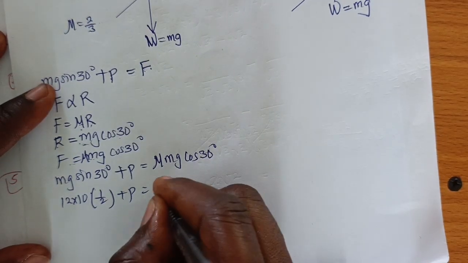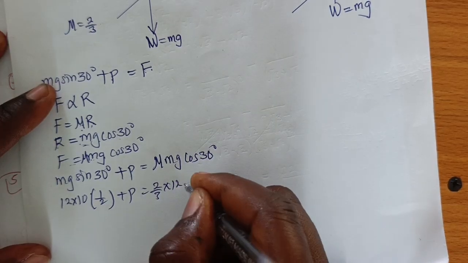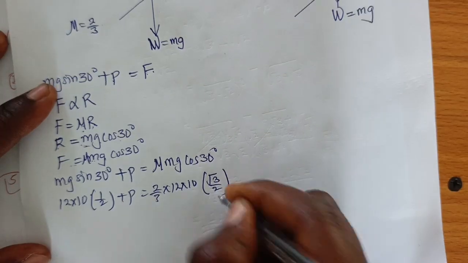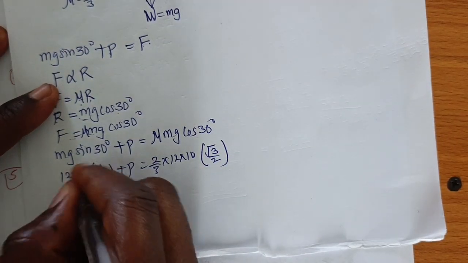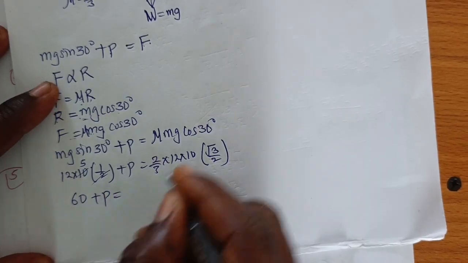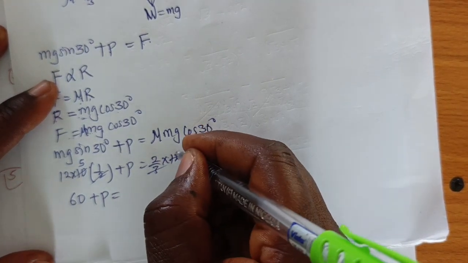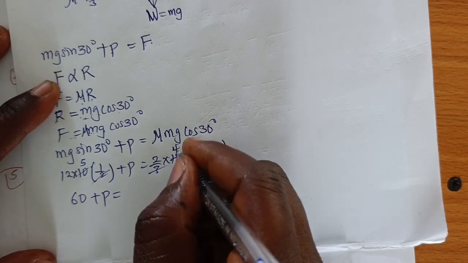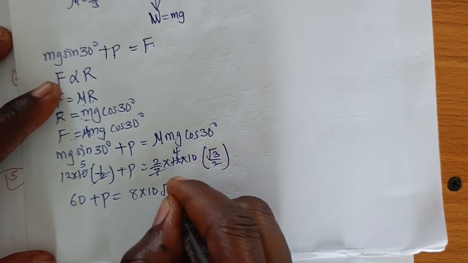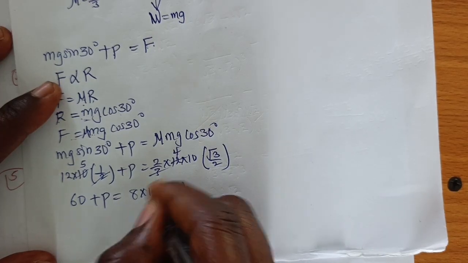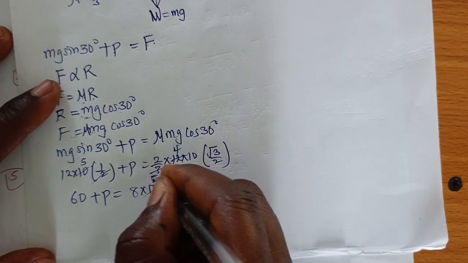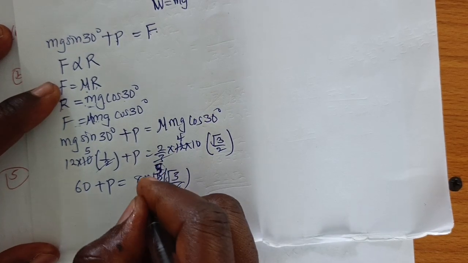So we have 2 over 3 multiplied by 12, then multiplied by 10, then cos 30 degrees, which equals root 3 divided by 2. This implies 2 goes in 10, we have 5; 5 times 12 will be 60, plus P equals 3 goes in 12, we have 4; 4 times 2 is 8; 8 times 10 will be 80, then root 3 divided by 2. Then 2 goes in 4, we have 2, and 2 goes in 10, we have 5. So 5 times 8 will be 40.